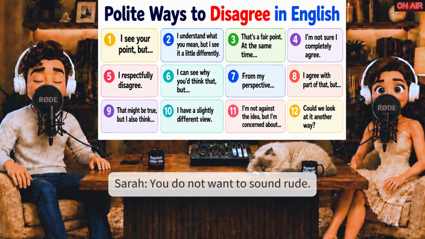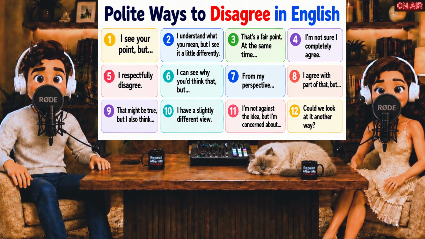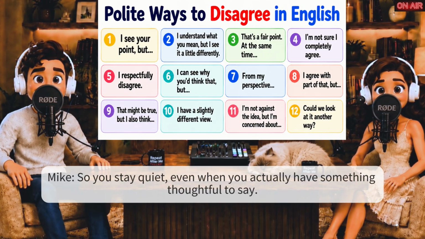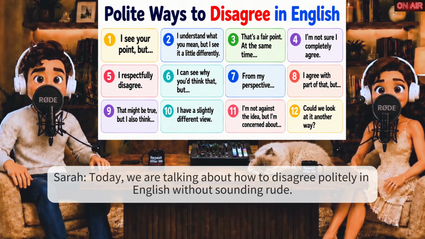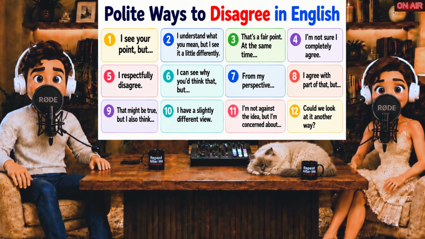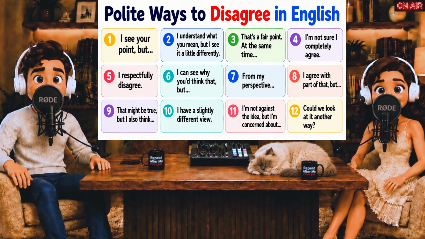You do not want to sound rude. You do not want to create conflict. You do not want the other person to think you are difficult. So you stay quiet even when you actually have something thoughtful to say. Today, we are talking about how to disagree politely in English without sounding rude. By the end of this episode, you will have 12 useful disagreement phrases, 5 conversation starters, and a simple way to disagree with respect, calm, and confidence.